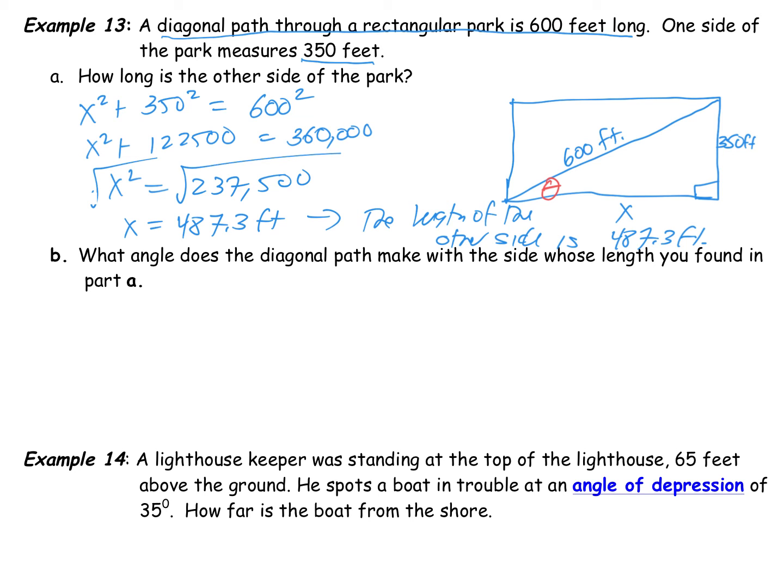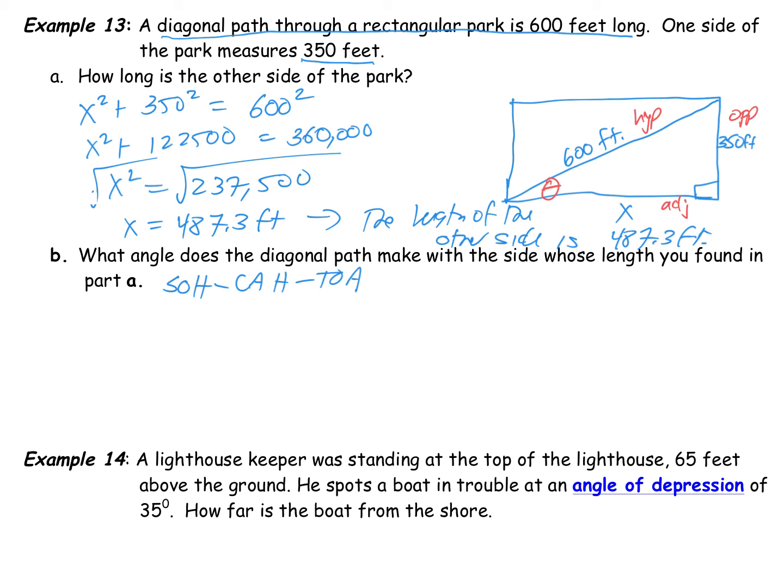Once again, we're going to use a trig ratio. I'm going to label the triangle relative to the angle theta. The diagonal is the hypotenuse. The 350-foot side is the opposite relative to angle theta, and the side we found is the adjacent. In these types of problems, you're better off using the given lengths, the 600 feet and the 350 feet, rather than the rounded value. So I am going to focus on the trig ratio that has to do with the opposite and hypotenuse, since those are the given values.